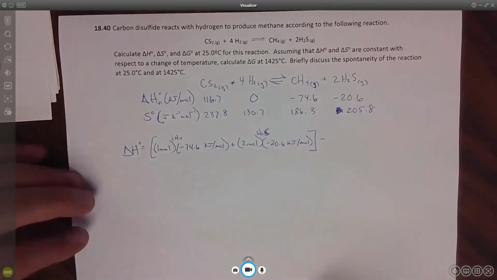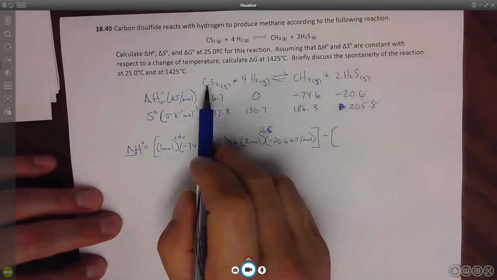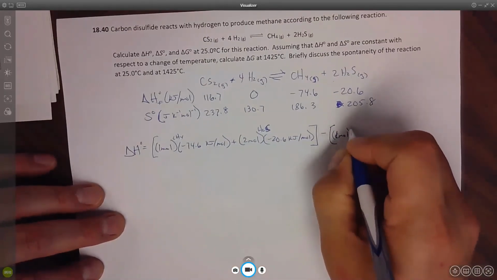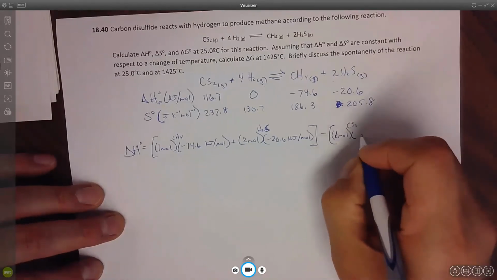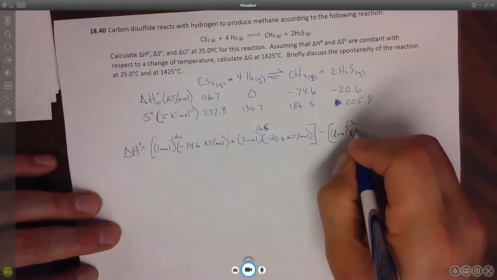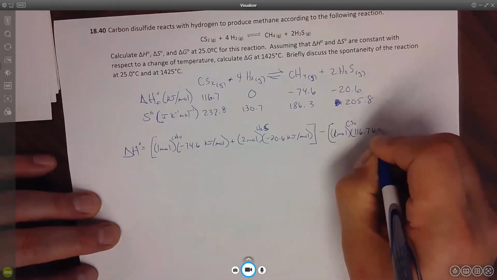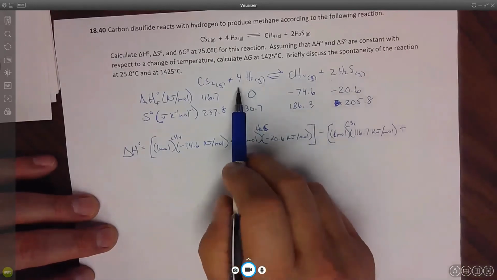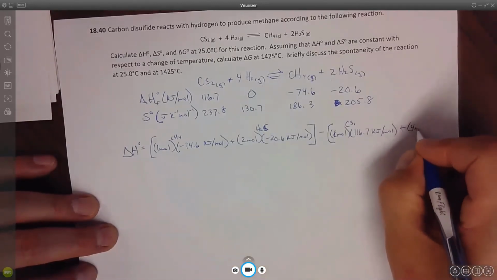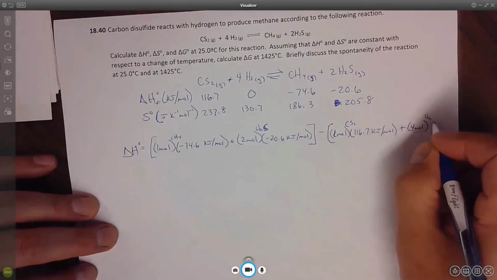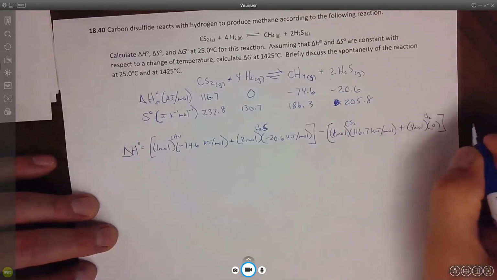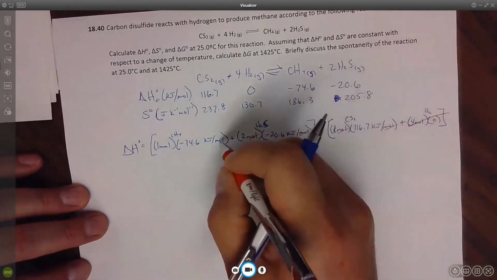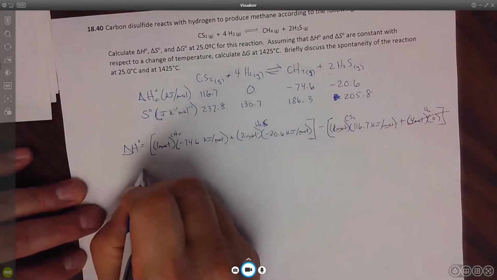And we will subtract from that the 1 mole of carbon disulfide at 116.7 kilojoules per mole, and add to that the 4 moles of hydrogen, but that is at 0 kilojoules per mole. So that just goes away. The moles cancel the whole way through.